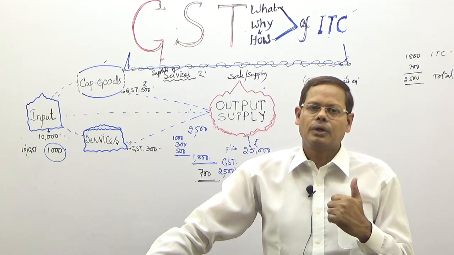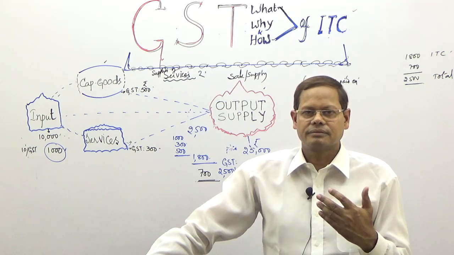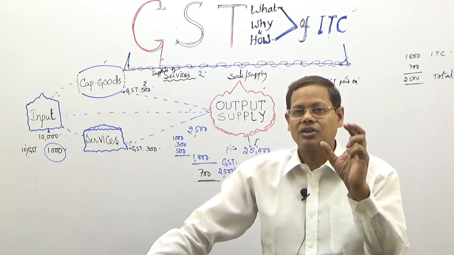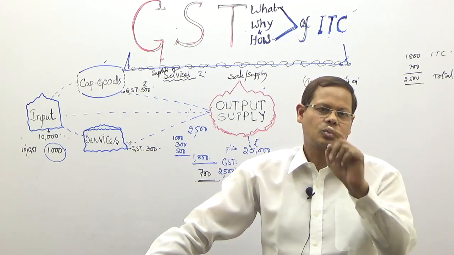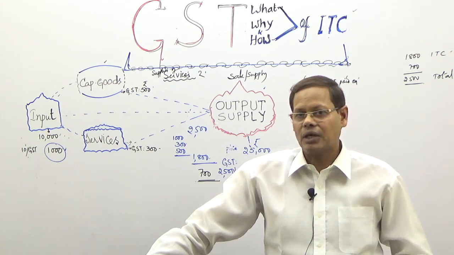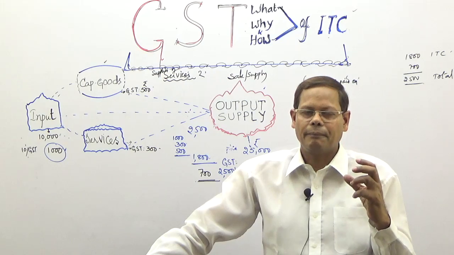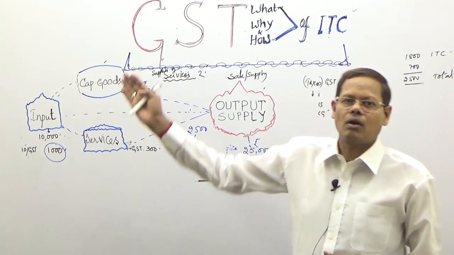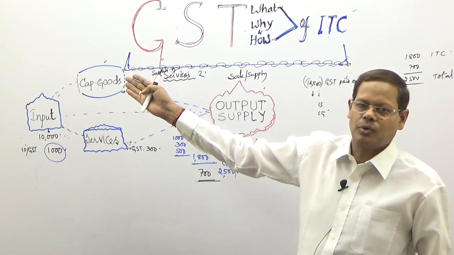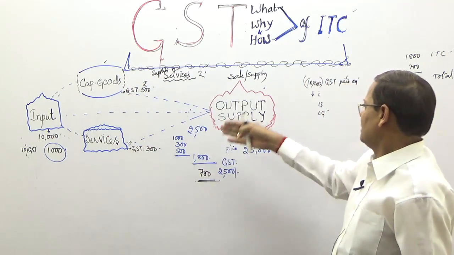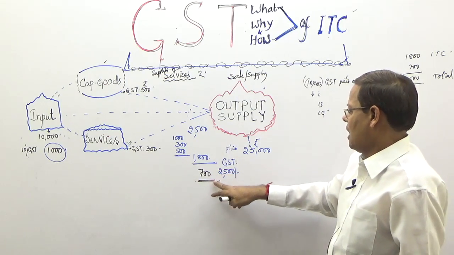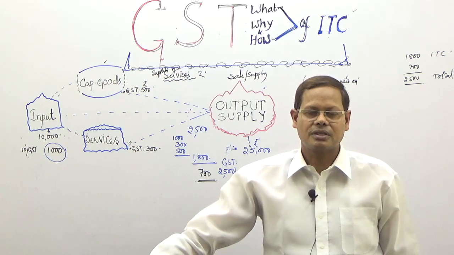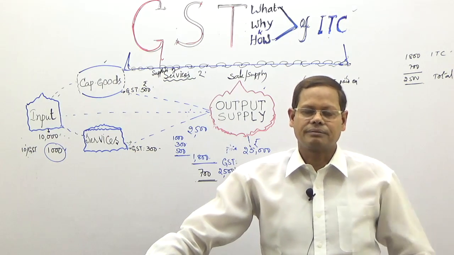So when you do some activity at the output level, output supply, and you are incurring some tax liability, you are liable to pay some tax, that is tax at the output level. So while paying the tax at the output level, you can draw that deposit amount, use it and pay the balance only. So it's like a deposit, you are withdrawing and using.